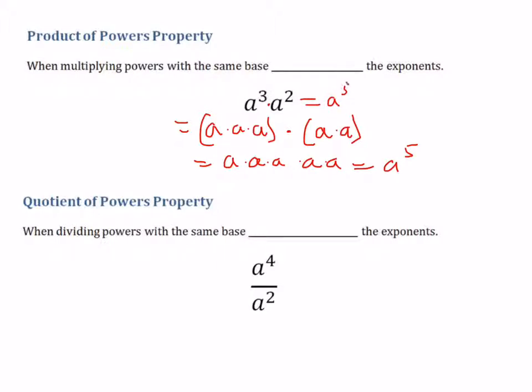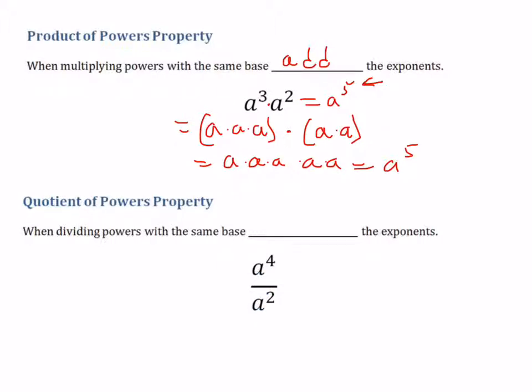And where did that 5 come from? Well, we can see we had 3 plus 2 gives us a total of 5. So when we're multiplying powers with the same base, we're going to add the exponents. Remember, the exponent is this guy up top. That's the exponent. Okay? What if we have a quotient, or we're dividing? When we divide powers with the same base, the base is the a here. That is called the base number.